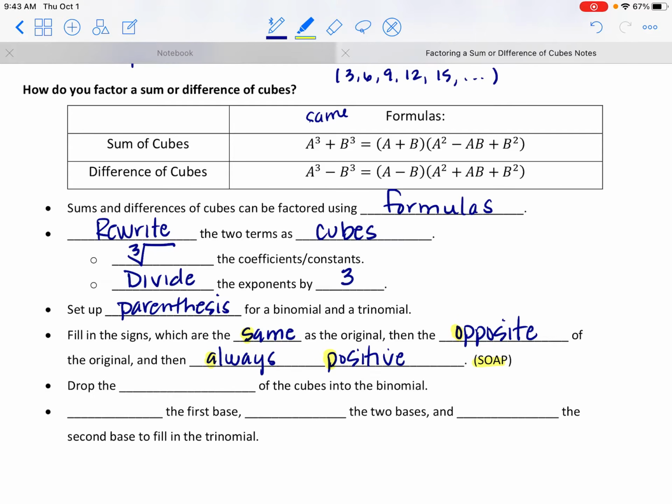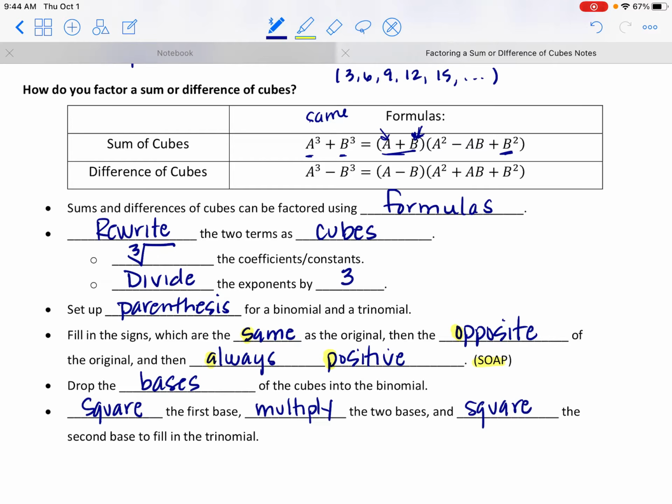Okay? And then what's going to happen is the bases of the cubes are going to be what appear in our binomial. So we're just going to drop the bases of the cubes into the binomial. And then into the trinomial, the first term is the square of the first term here. So we're going to square the first base. And then in the middle, it's a times b. It's the first term times the second term. So we're going to multiply our two terms. And then at the end of the trinomial, this is the second term squared. So we're going to square, then multiply, and then square to get that piece at the end.